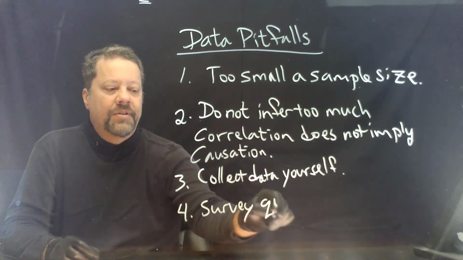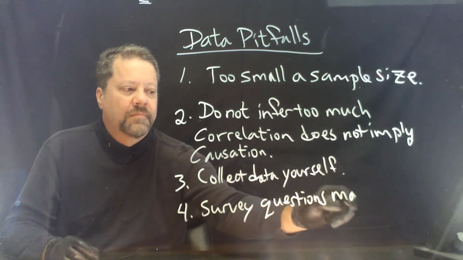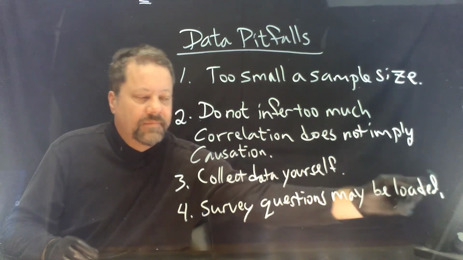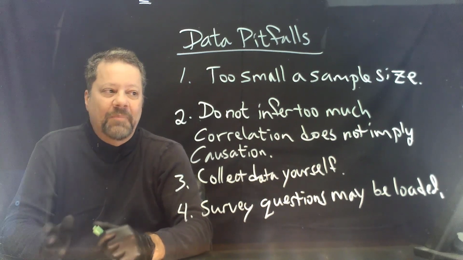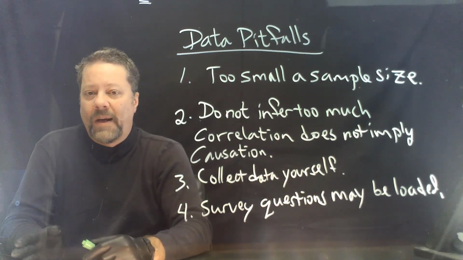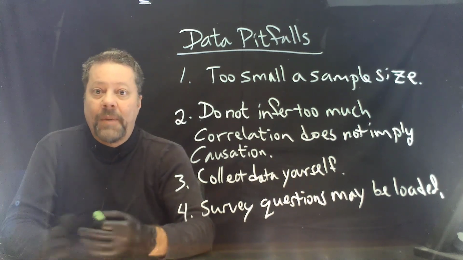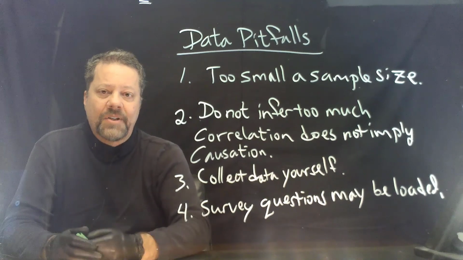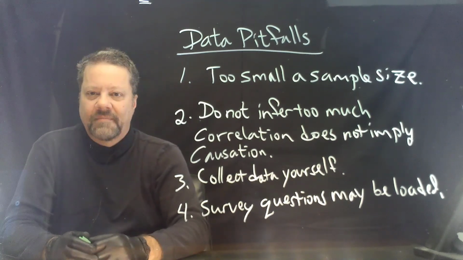Survey questions may be loaded. We could ask people questions that imply that if they answer one way, then they're racist. Well, nobody wants to be called racist or be accused of it, and so they'll answer the question in the way that you would, say, prefer that they would answer it.